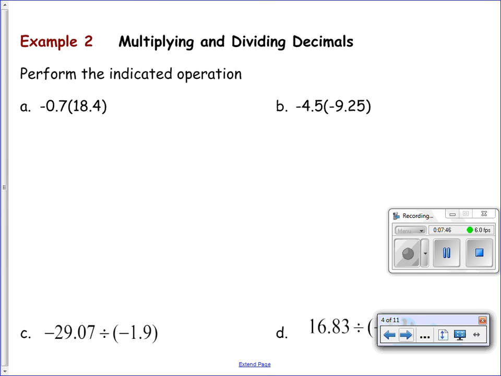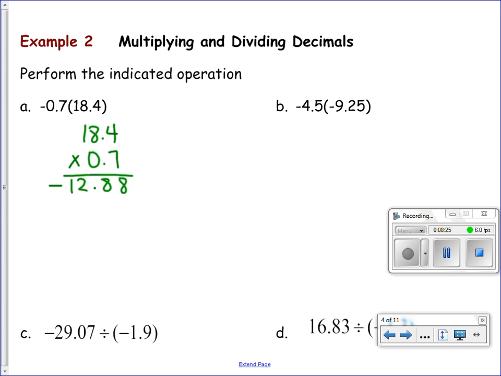Now, we're going to be using our rules for decimals as well as our rules for multiplying with negative and positive numbers. So in A, is my answer going to be a negative or a positive, class? Negative. Go ahead. Multiply as you would whole numbers. I'm going to go back and check. My answer should be a negative.